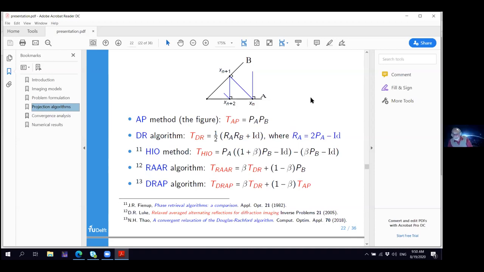What values of beta do you use in the RAAR and the DRAP?